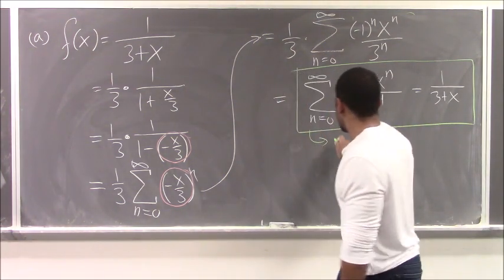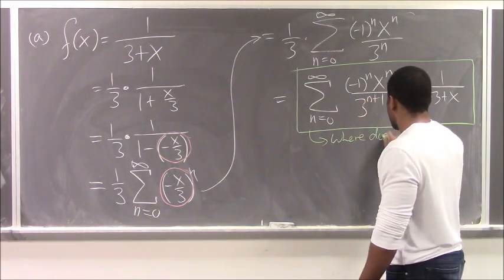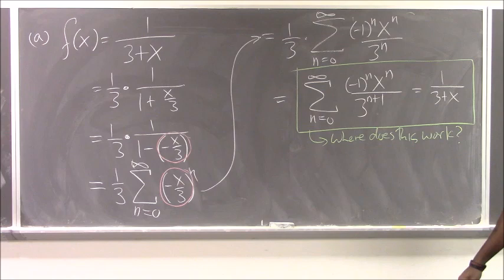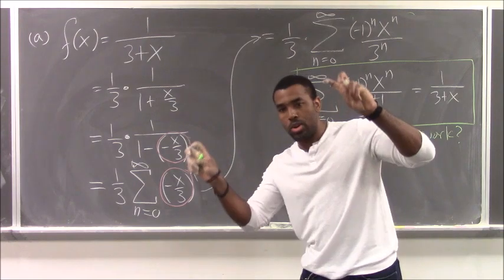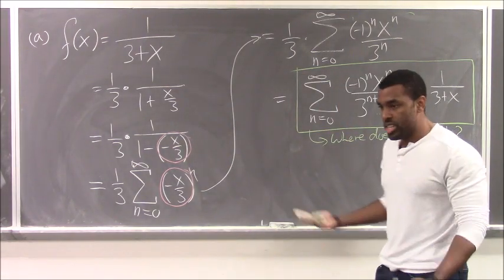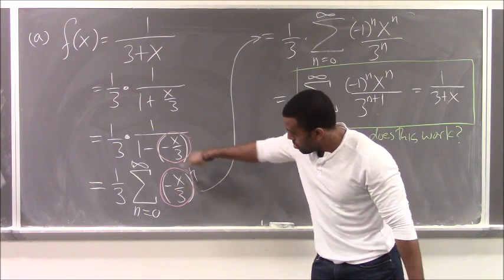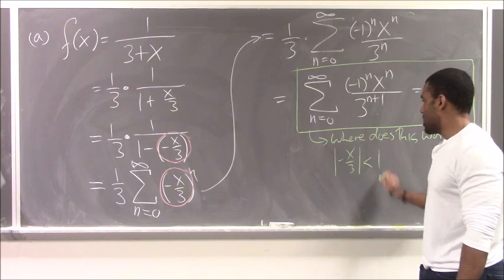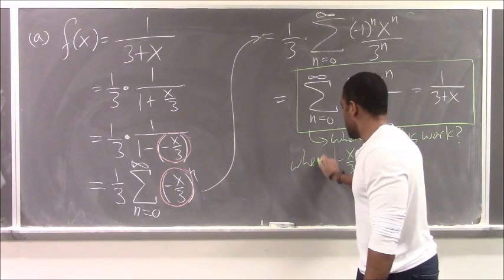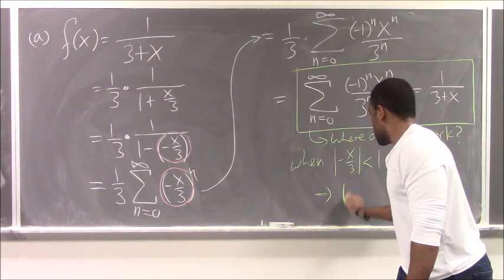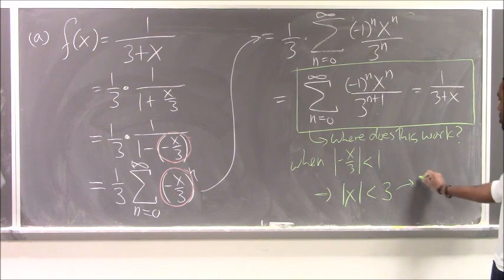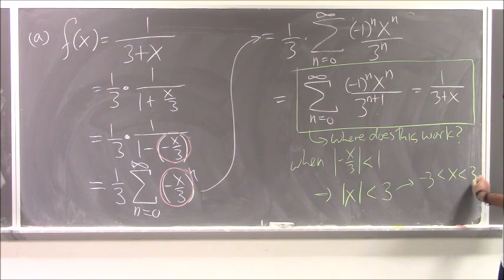Now you might wonder, where does this work? And again, you know that your 1 over 1 minus x works when your x is less than 1 in absolute value. Well, in this situation, your x is minus x over 3. So we just need minus x over 3 to be less than 1 in absolute value, which means your x should be strictly less than 3 in absolute value. So this is going to work on the interval -3 less than x less than 3.